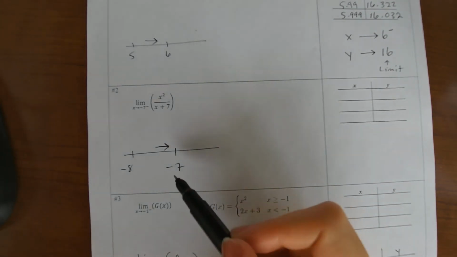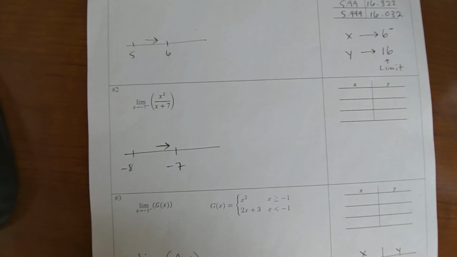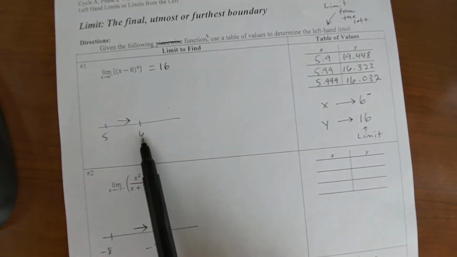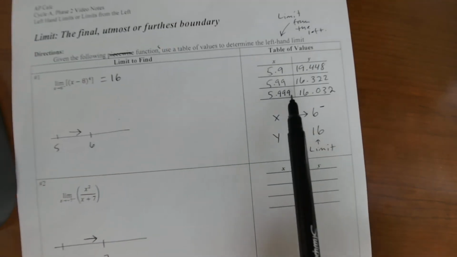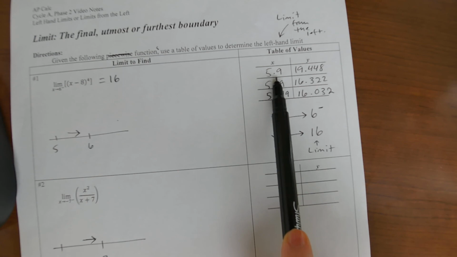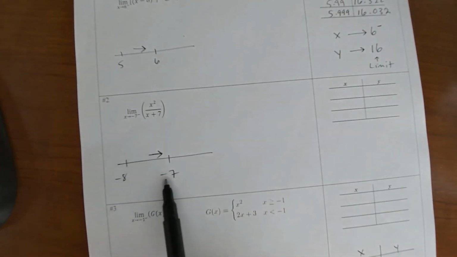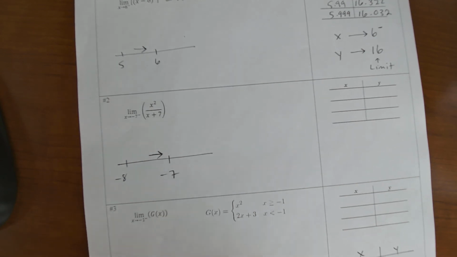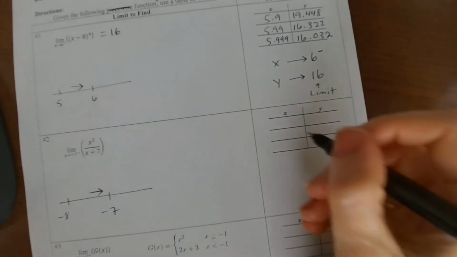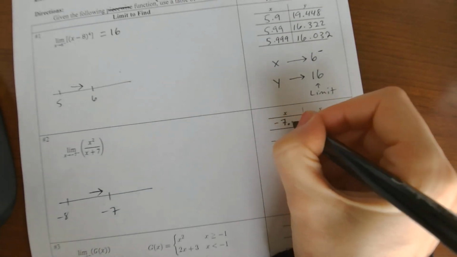So what's a number to the left of negative 7, but very close to it? In the previous case, we had a positive 6 that we were approaching from the left. So we started at 5.9, that was really close, 5.99, 5.999. But a number to the left of negative 7 that's really close, let's do negative 7.1.